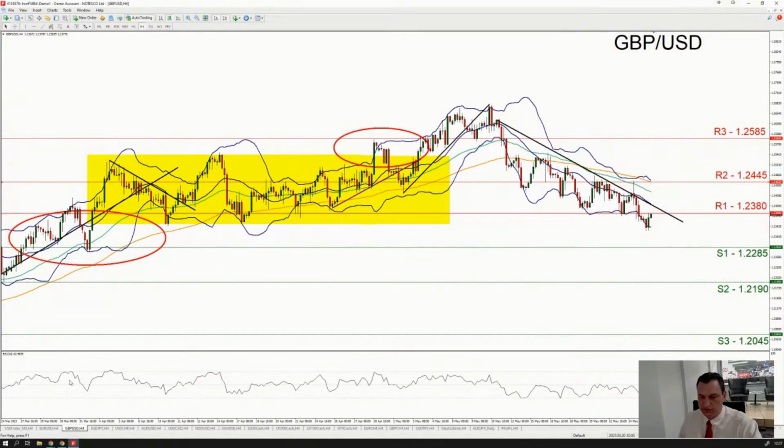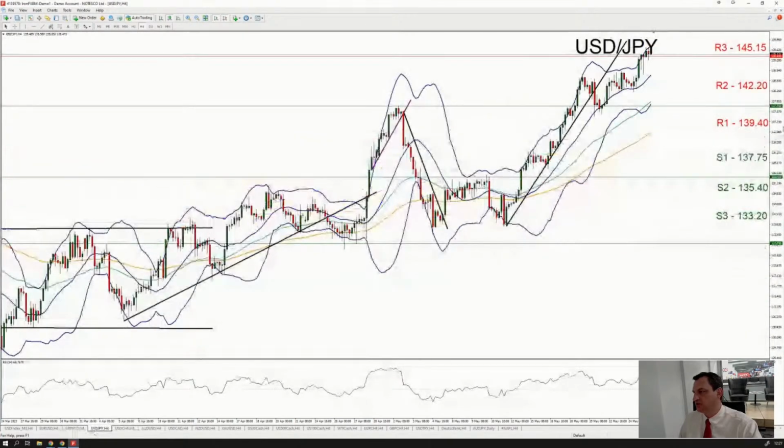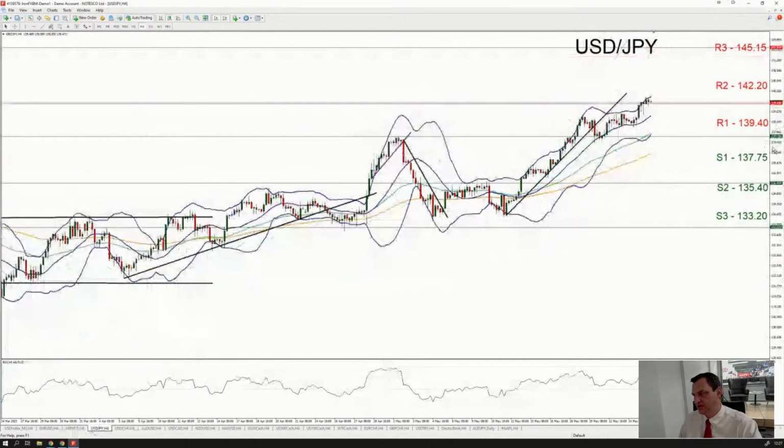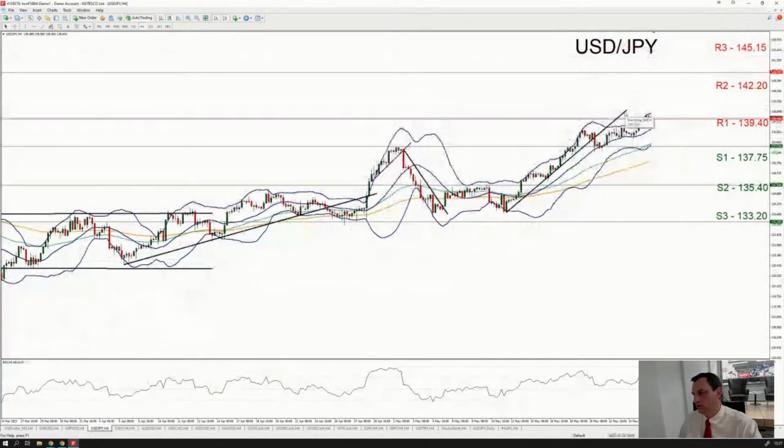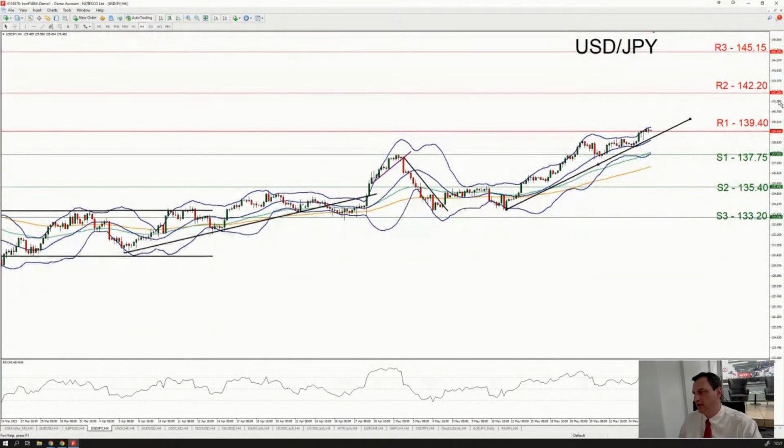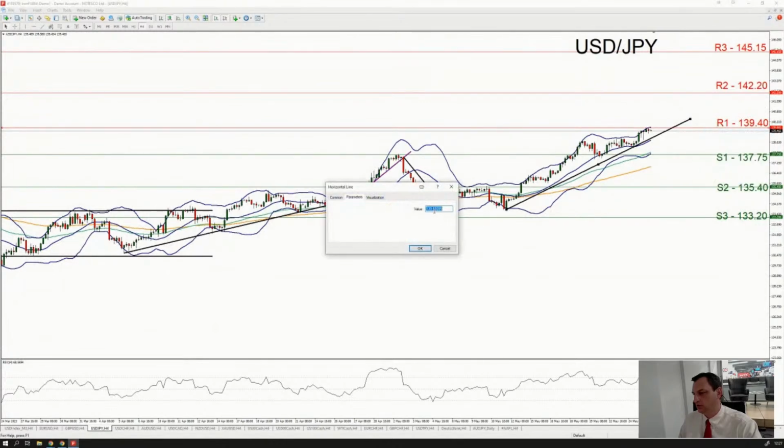Okay, let's move now to USD and JPY. Should be going up. Ladies and gents, it is. We still have to readjust though the upward trend line. The 139.40 seems to have shifted a little bit to the upside. 139.65.